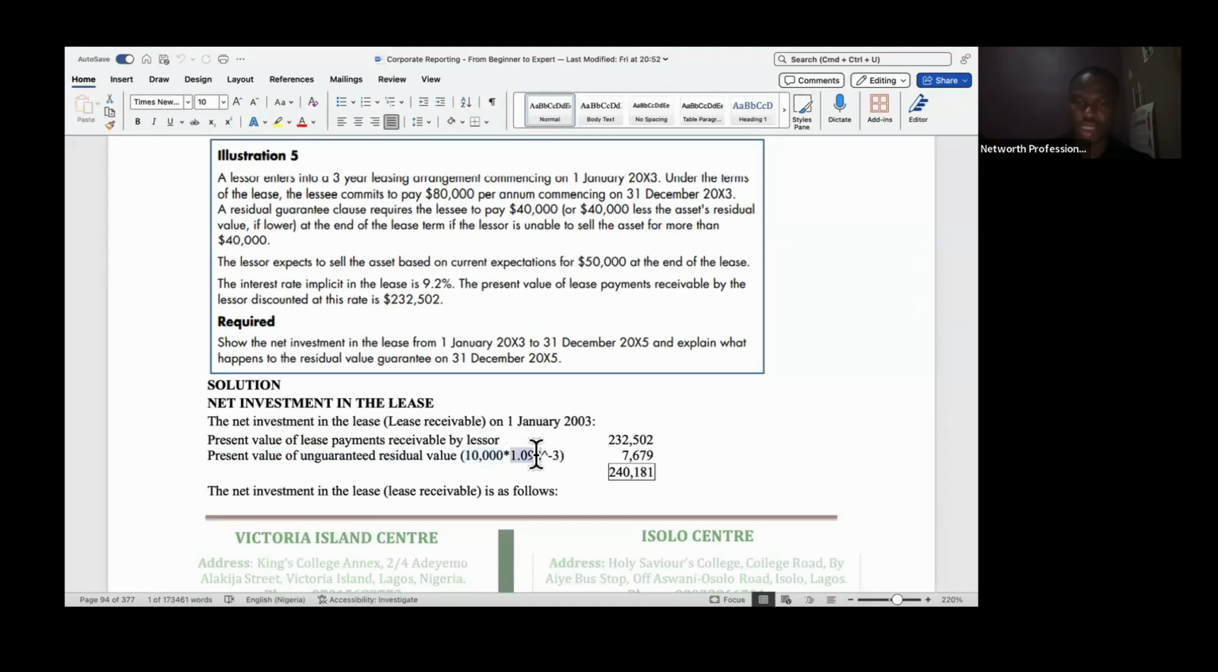So that's 1 plus R will give us 1.092 raised to power minus 3. If you punch your calculator, you multiply that by 10,000, you get 7,679. If you add that to the 232,000, you get 240,000. And that is the net investment in the lease at the beginning of the year.